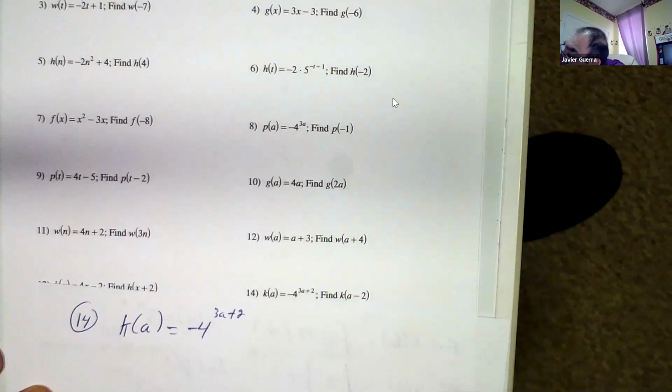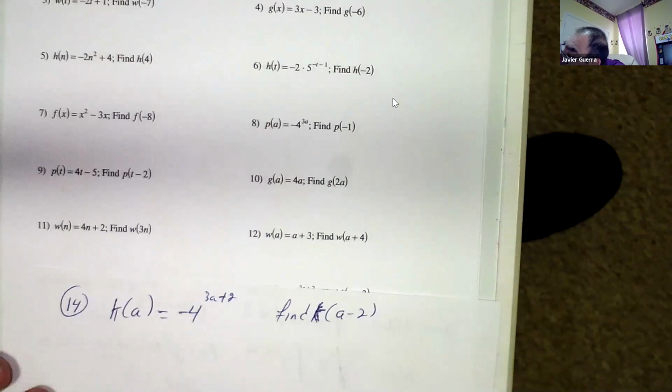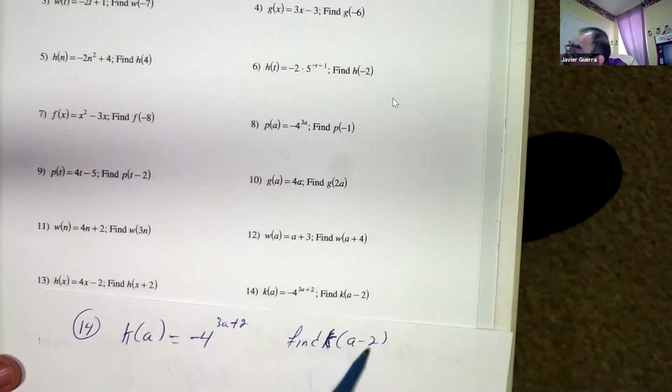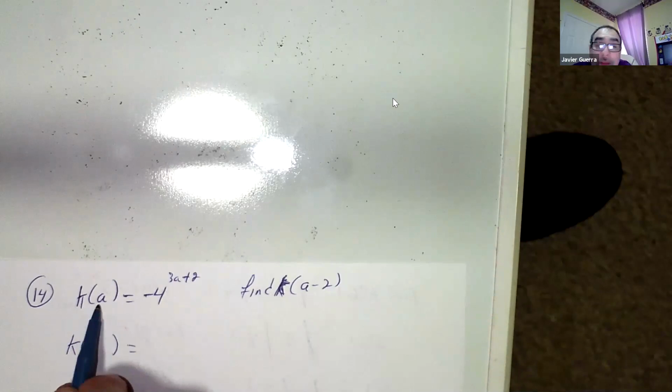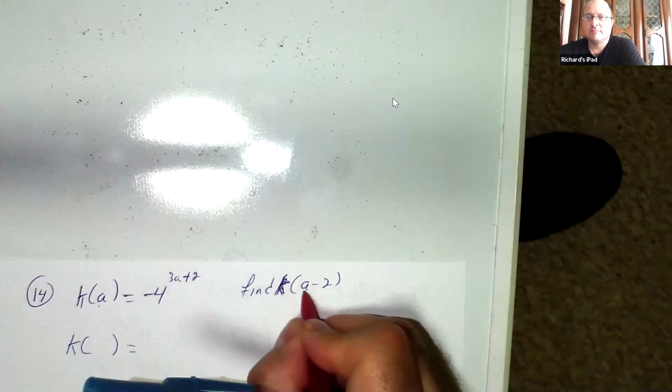Okay, 14. All right, so let me make sure I wrote it right. Okay, cool. I wrote it right. So 14 is a booger. Okay, so what am I going to substitute everywhere there's an A? What do I substitute? A minus 2. Yeah, I have to plug in an A minus 2.